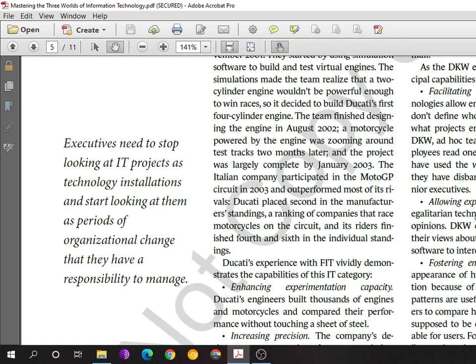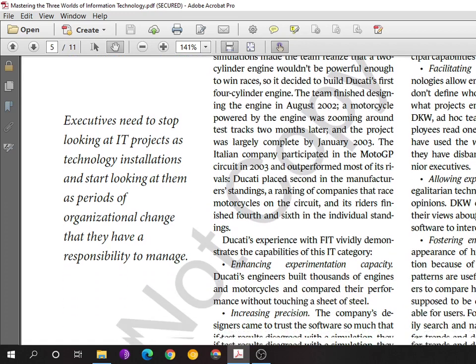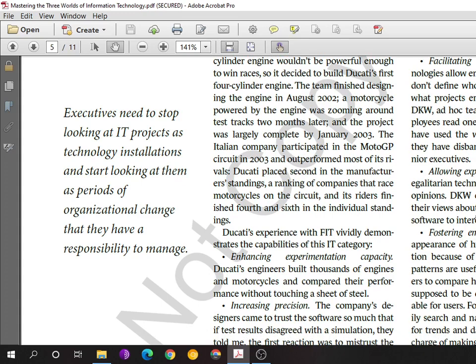Now, there's a quote on page number 5, which you can see on the screen, which says, executives need to stop looking at IT projects as technology installations and start looking at them as periods of organizational change that they have a responsibility to manage. This theme was already covered in earlier articles by the same author, Andrew McPhee. We need to understand that IT projects are not about installing software. I mentioned the same thing when I was talking about ERPs.